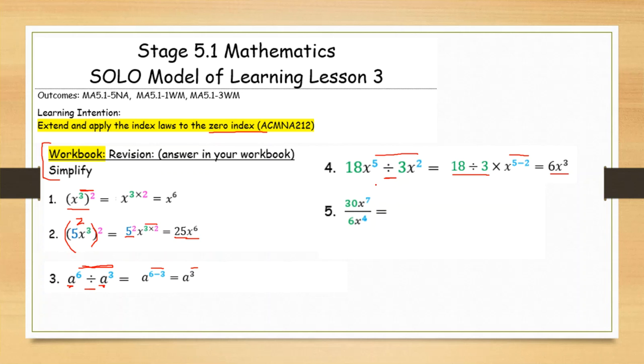Next one, division is just like a fraction. So 4 and 5 are similar. 30 over 6. How many 6's in 30? There are 5. So do the green part first. And then with our indices, x to the 7 divided by x to the 4, we subtract the indices. So we get 5x cubed.